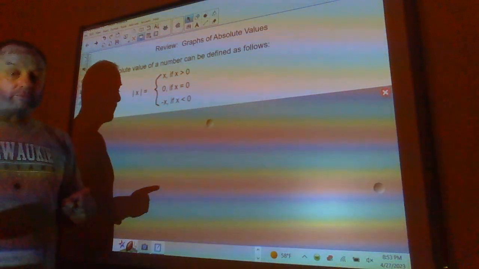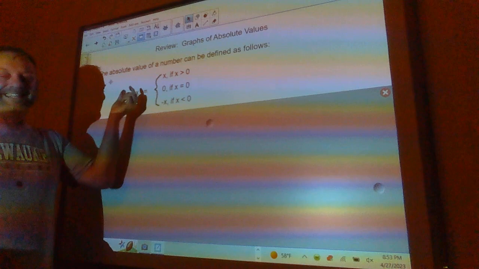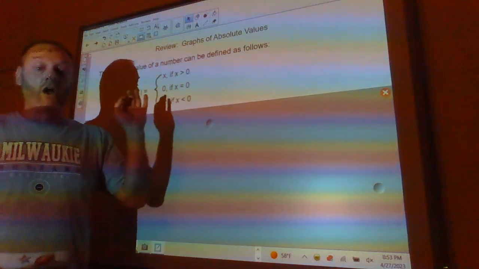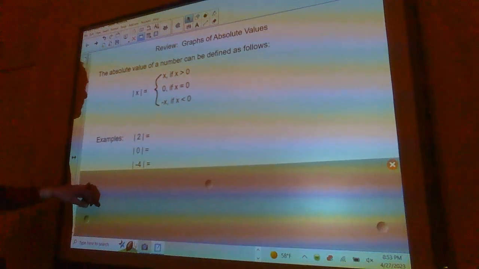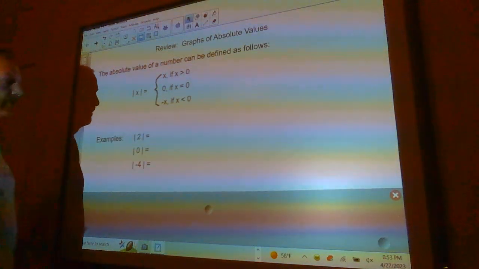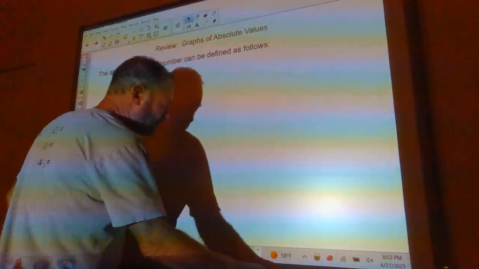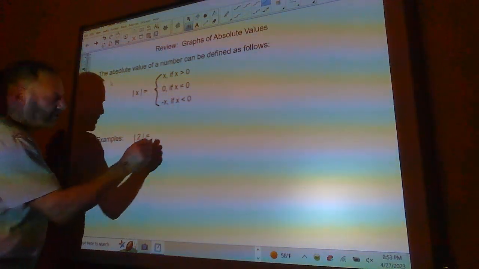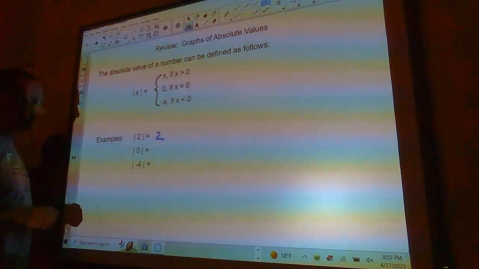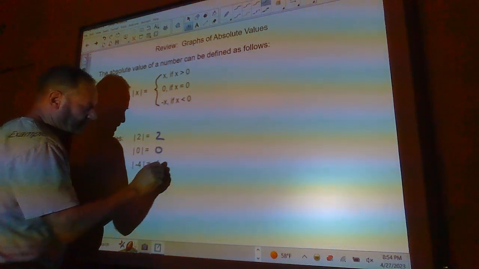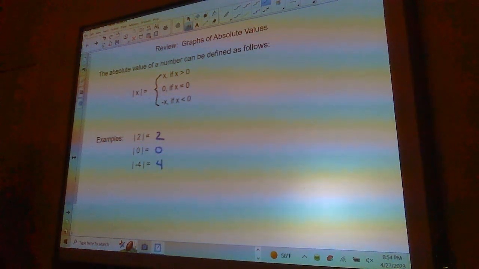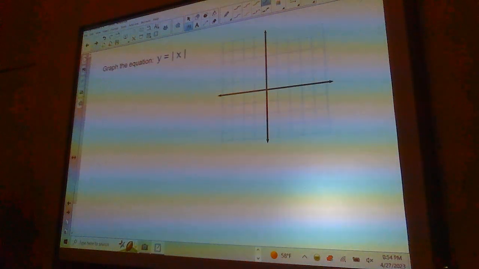Now, it's very important that you remember you always do anything inside the absolute values before you take the absolute value. Okay? So here we got a couple of examples. The absolute value of 2 is just 2. The absolute value of 0 is 0. And the absolute value of negative 4 would be 4. Okay? Piece of cake.